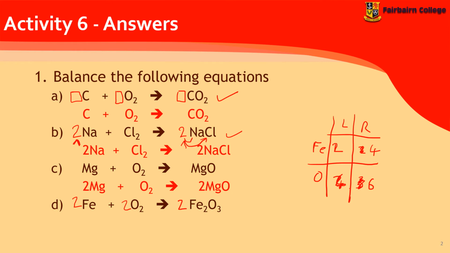Okay, but at least now we can fix this by going back to the left hand side. So if we go back to the left hand side, let's quickly erase everything. Then we can fix the iron by making this a 4. Then this on the left hand side is now a 4. And if we go to the oxygen, we need to make this a 6. And we can do that by adding a 3 in front of there, and then this becomes a 6. So just scratch that out. And now this should be balanced.